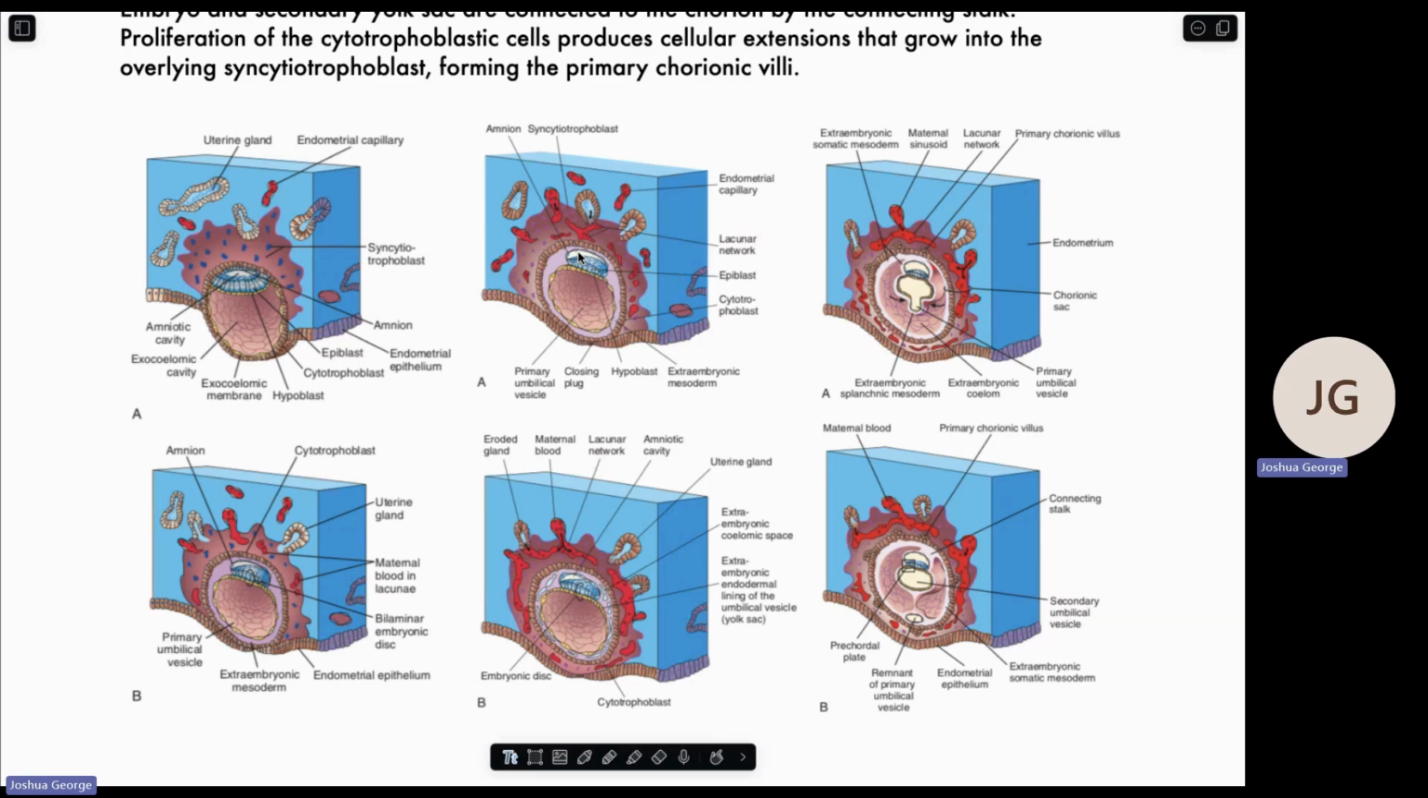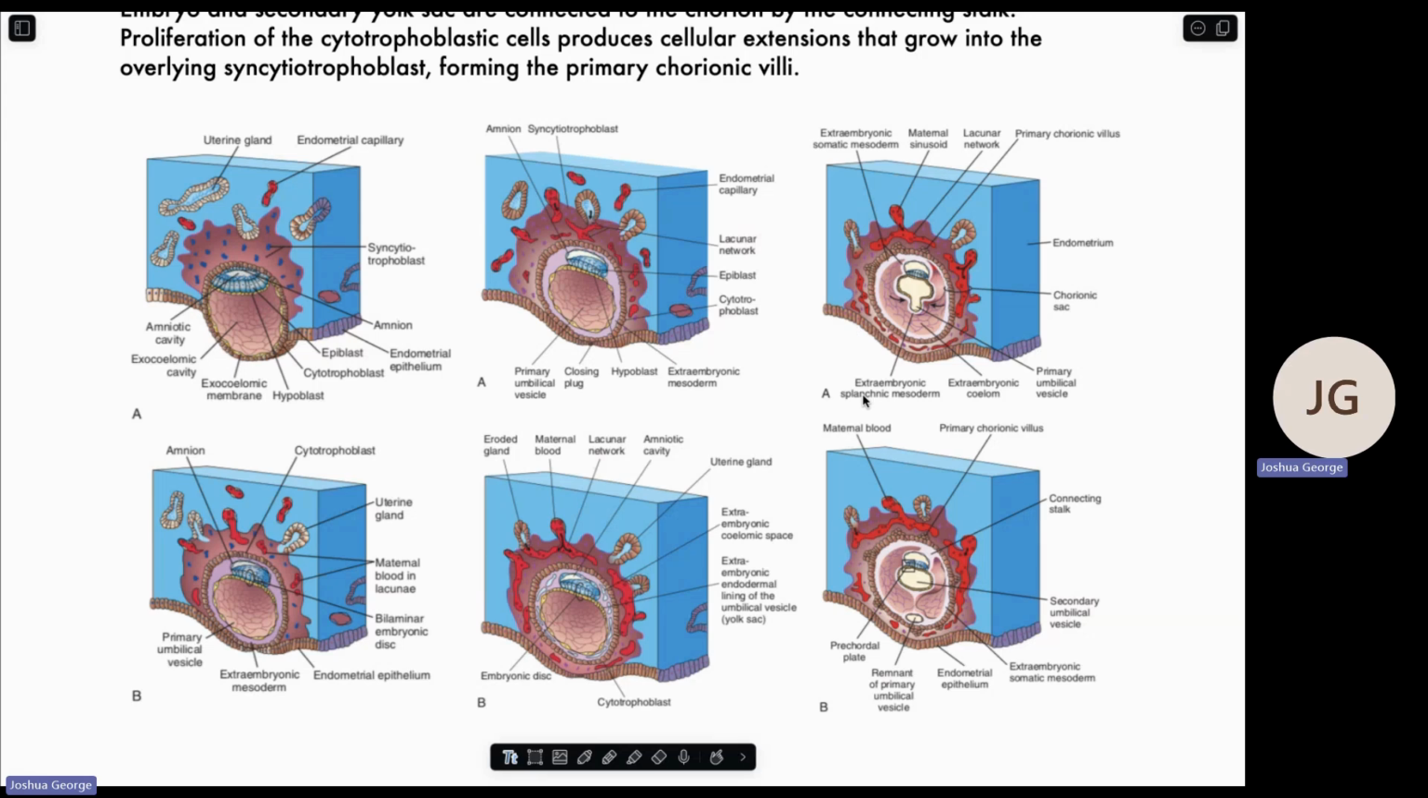On days 10 to 12, it's dealing with the final few stages of implantation. It's basically when the blastocyst gets completely embedded into the endometrial wall and gets filled by a fibrous plug, which is essentially generated by day 12 or day 11. Right? This is the fibrous plug I'm referring to.